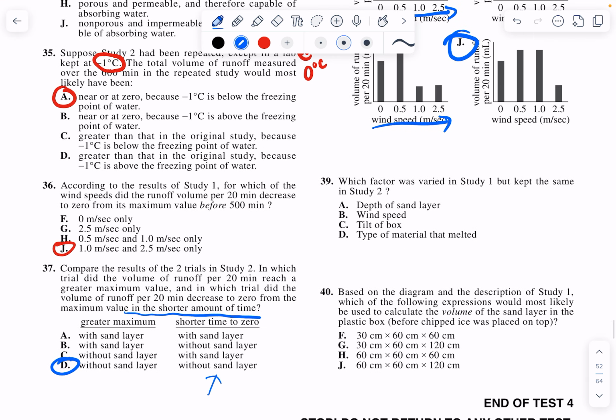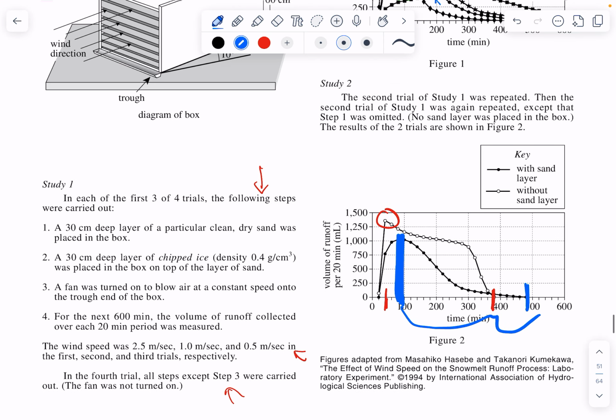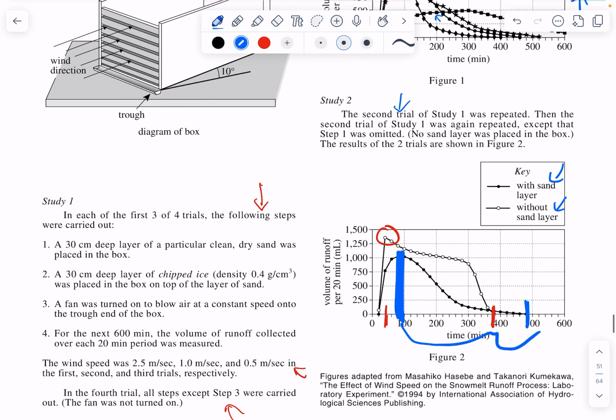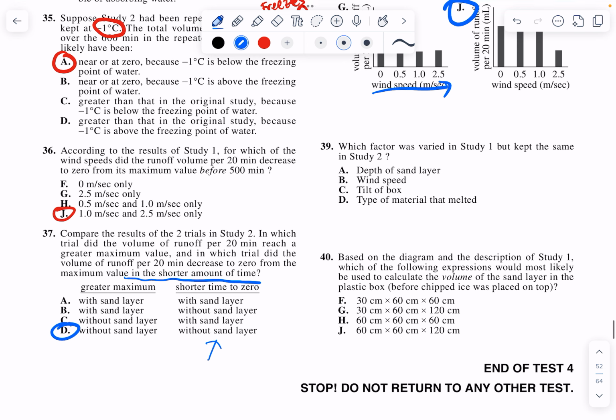Okay, 39. Which factor was varied in study 1 but kept the same in study 2? So remember, study 2 is the one where they took the second trial of study 1 and did it once with sand and once without sand. So what was varied in study 1? Well, they were changing the speed of the wind, whereas in study 2, they were keeping the wind the same, and instead they were varying the sand. So the factor varied in study 1 but kept the same in study 2 is the wind speed. So that will be B.